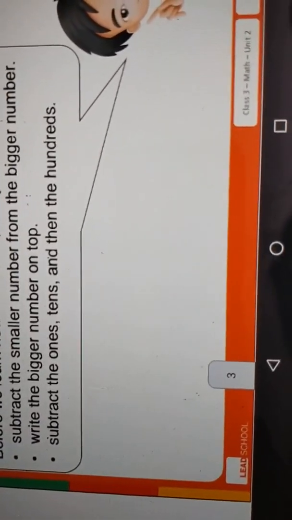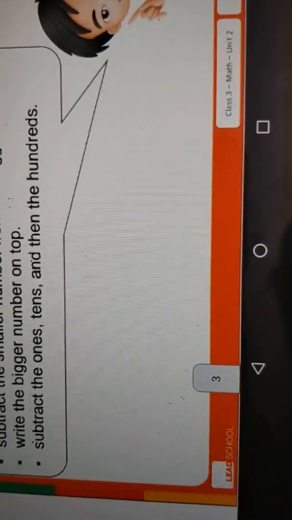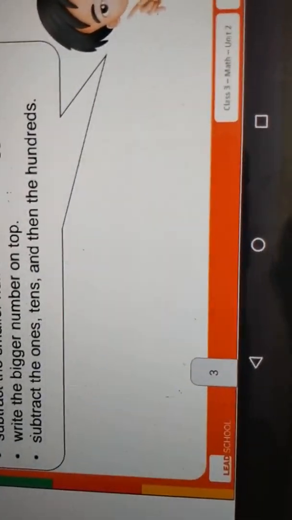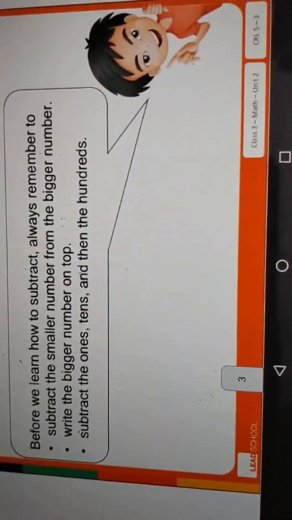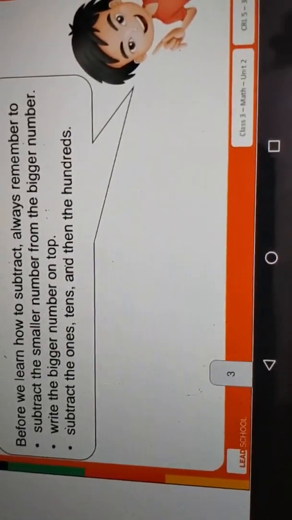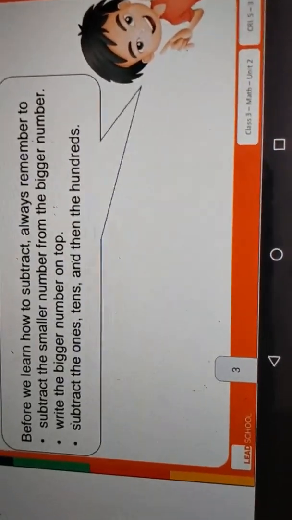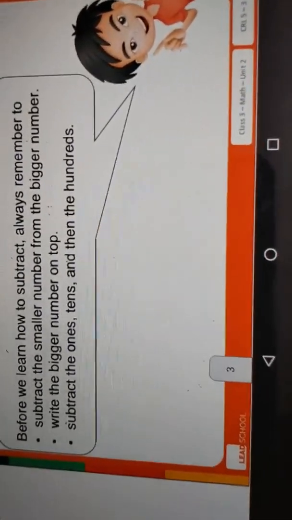But before that we have to draw the place value table. In that table we have to write the ones, tens and hundreds, and then we will start our sums. So first of all we draw the place value table, then we write the bigger number first. After that we write the smaller number, put the subtraction sign, and start the sum. So let's see the solution.